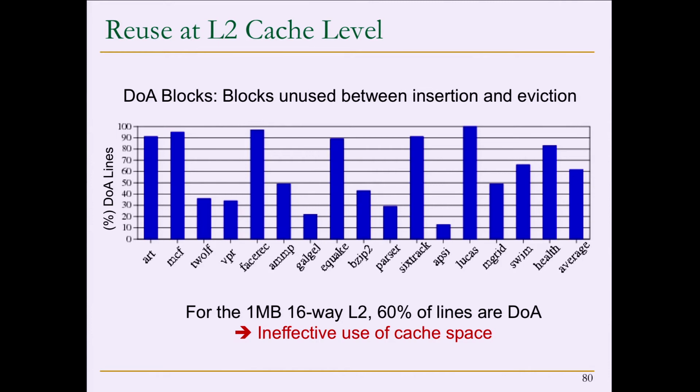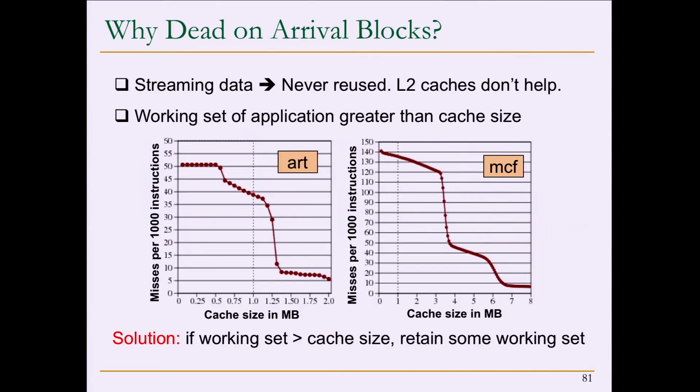Let's talk about some other solution. One observation is that streaming data is never used. L2 caches don't help. Never may be strong. If you have small temporal locality, maybe the temporal locality is captured by L1. And the other reason is you have a working set of an application greater than the cache size. For example, in this case, this application's working set is really greater than the cache size. Without giving it a lot of cache blocks, like a 2 megabyte cache, you're not going to reduce its miss rate a lot.